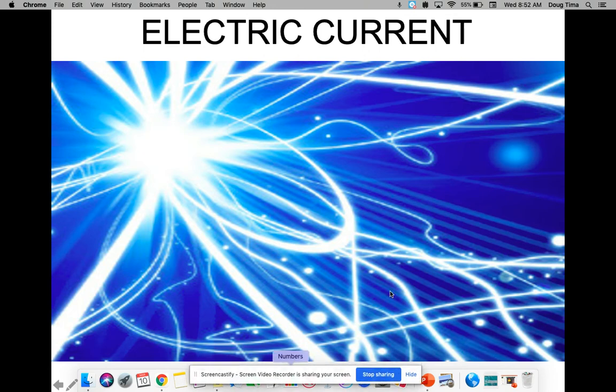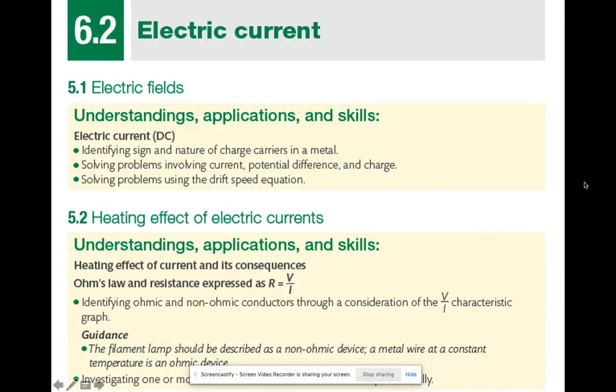Hey everyone, and welcome to part 6.2 of our notes. We're going to talk about the electric current and get some of the basics in there. We just got done with statics, and now we're going to current. So there's our assessment statements, if you will.